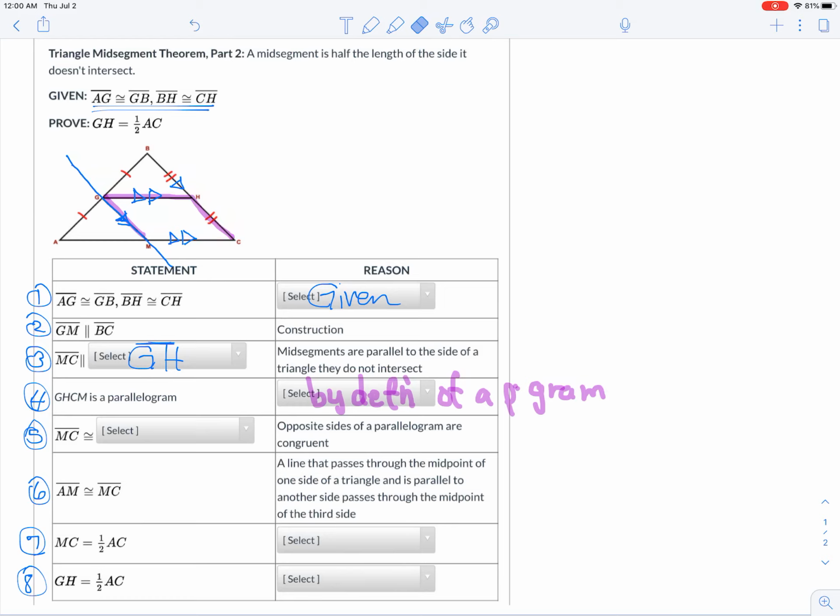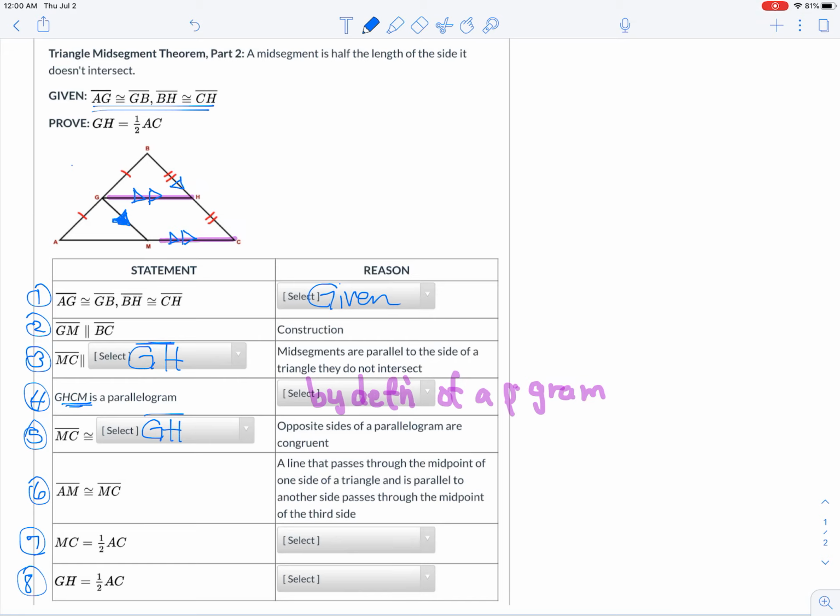MC is, I'm going to clean this up a bit, but keep the parallel piece. No, I'll keep it out. MC is congruent to what? Because opposite sides of a parallelogram are congruent. Well, that parallelogram there, GHCM, parallelogram has both sets of opposite sides congruent. So MC, which is here, should correspond to GH, which is there.